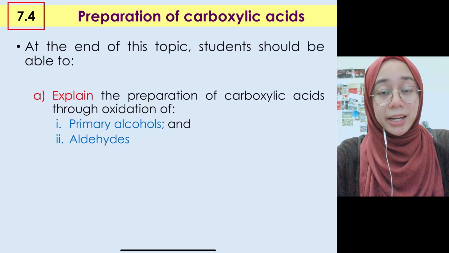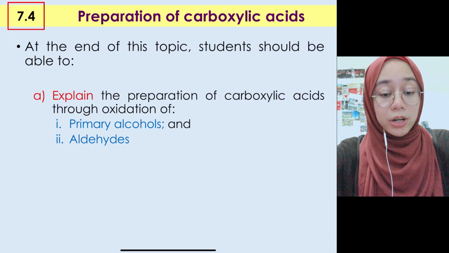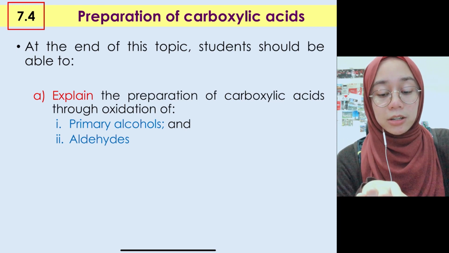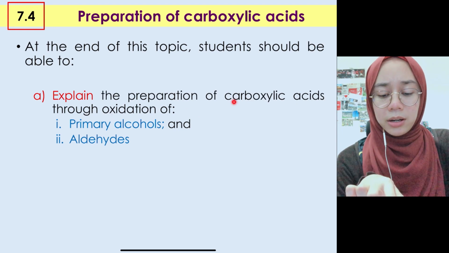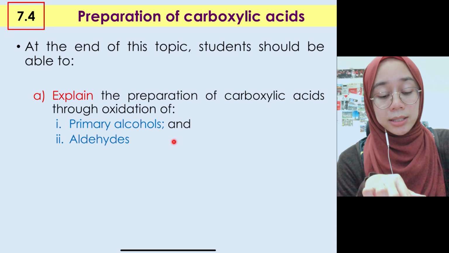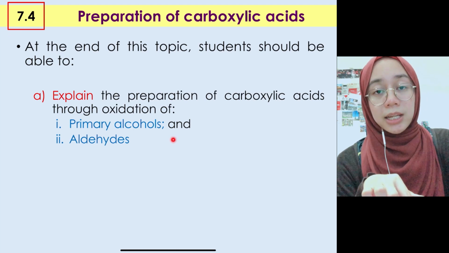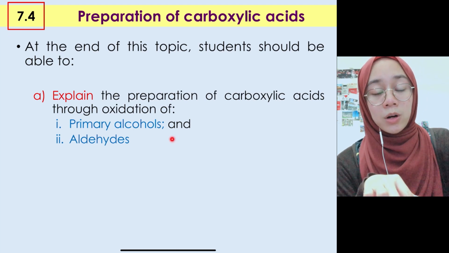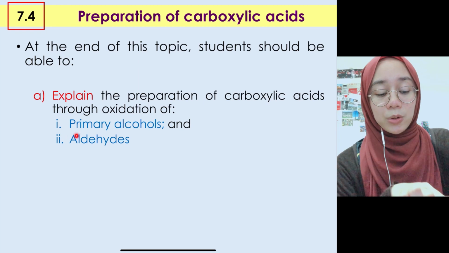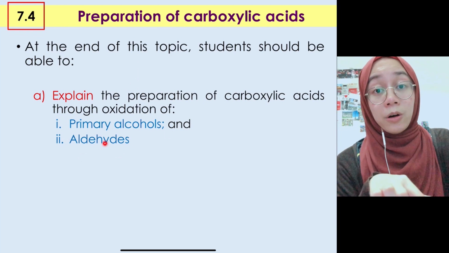Okay, so by the end of this lesson, 7.4, the preparation of carboxylic acid, you should be able to explain the preparation of carboxylic acid through the oxidation of primary alcohols and also aldehydes. So you have basically learned this before, therefore the notes won't be long. Miss will just do a revision of this part, okay, because you can check out the notes in alcohol actually.